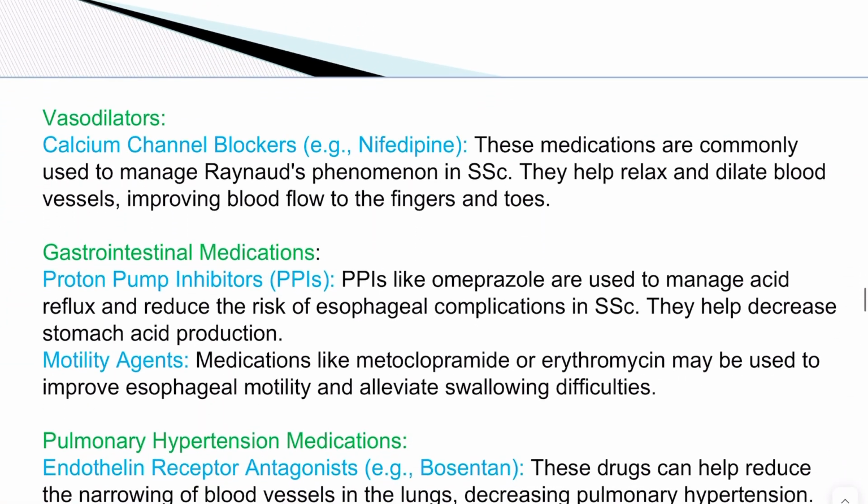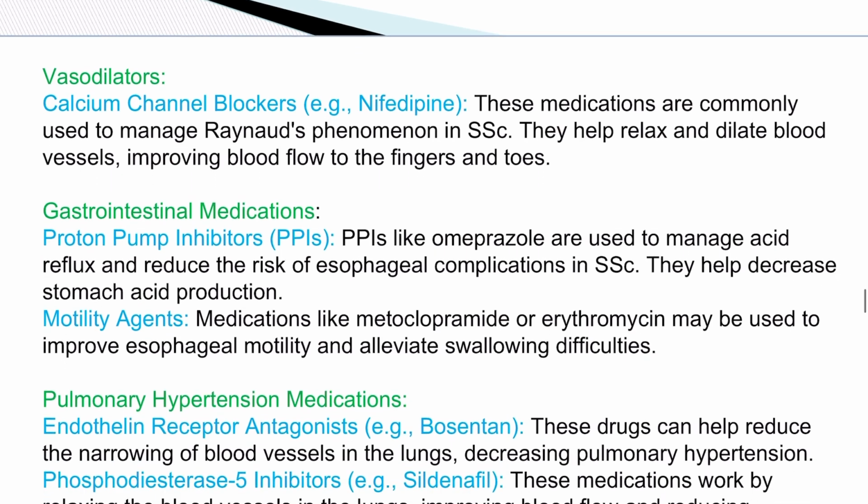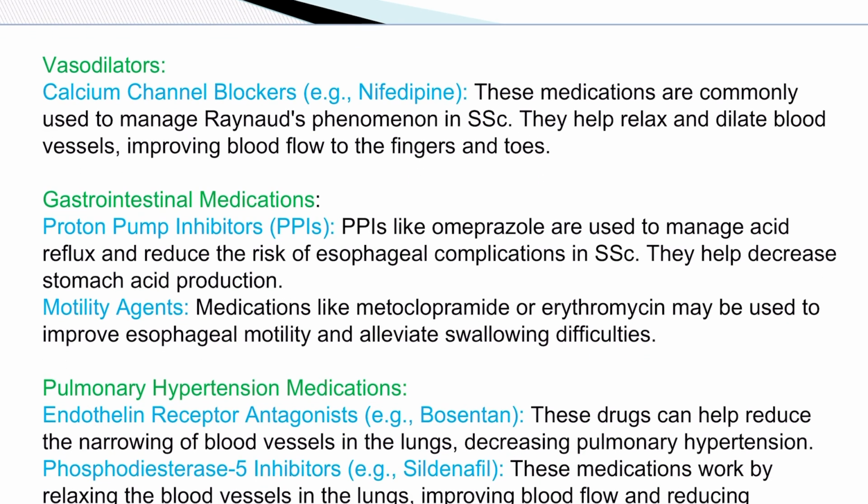Then we have another group called vasodilators, like calcium channel blockers, nifedipine, and these are commonly used to manage Raynaud's phenomenon in systemic sclerosis because they help to relax and dilate the blood vessels, improving the blood flow to fingers and toes. Gastrointestinal medication like PPIs can help reduce stomach acid production, and then motility agents like metoclopramide or erythromycin may be used to improve esophageal motility and alleviate the swallowing difficulties.